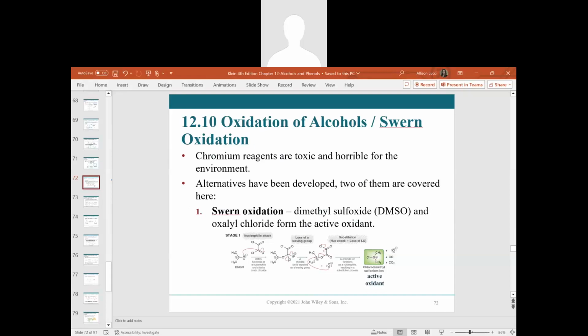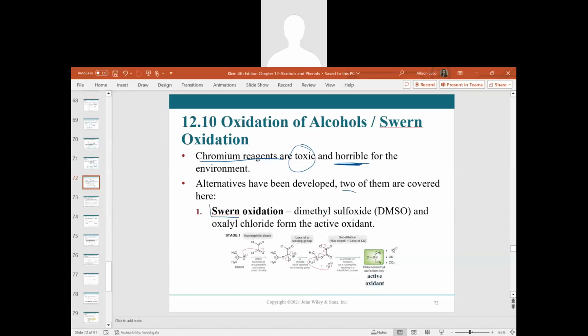So now, why have we changed our oxidation methods? Why have we found other methods to perform oxidations? Well, chromium reagents are toxic and horrible for the environment. They form chromium salts. If you've heard of hexavalent chromium and all the other toxic forms. So alternative methods have been developed, and we'll look at two of them here.